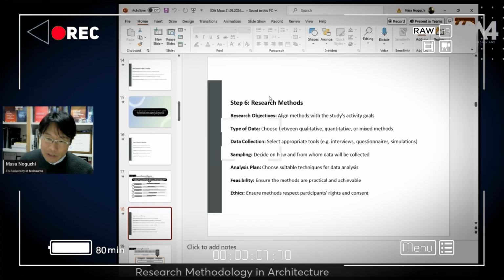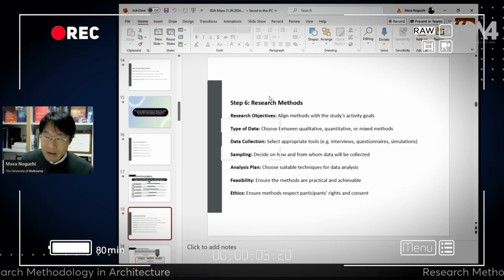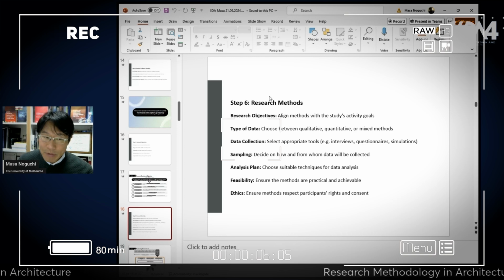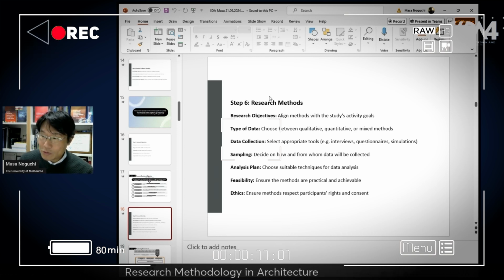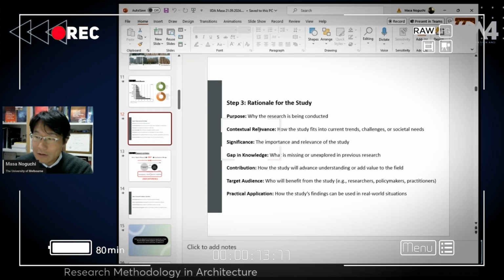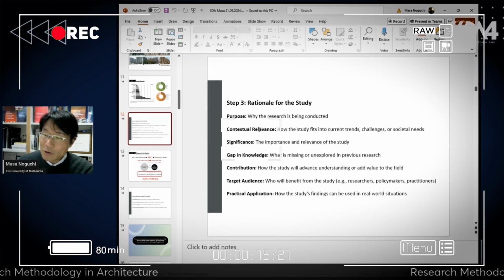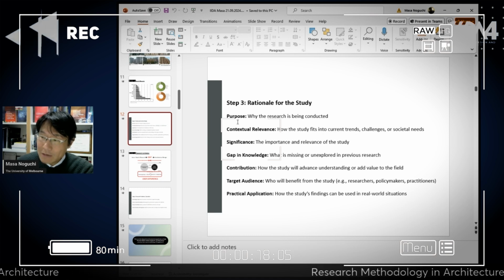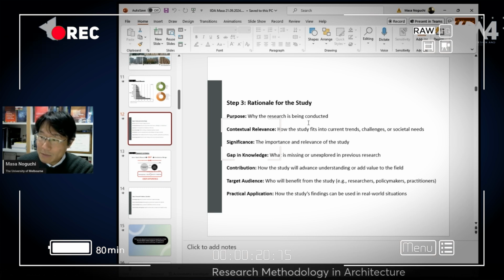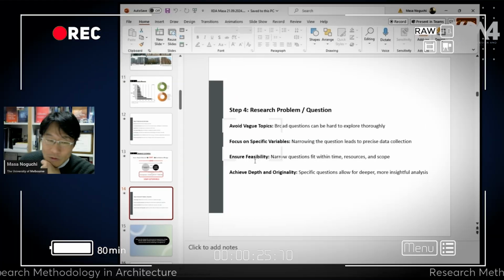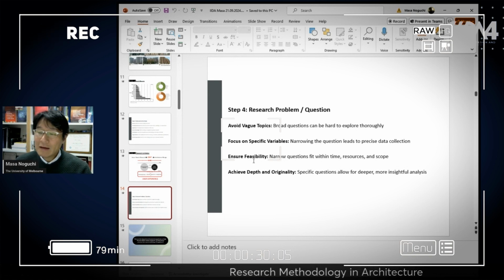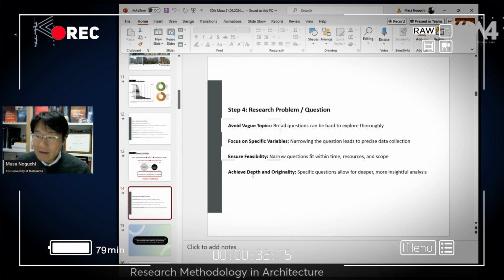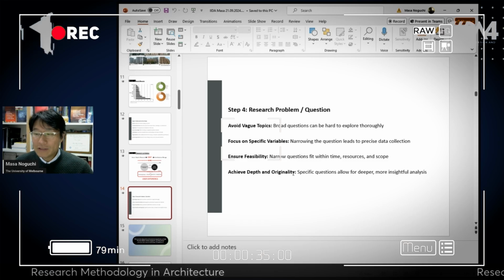Research methodology is more of a philosophical framework, as opposed to research method, which is more practical techniques, tools and procedures. Why do we need to do the research? It is very important to clarify the purpose: why the study is being conducted, why the study is so important. The research question should be feasible, manageable, and achievable, with depth and originality.